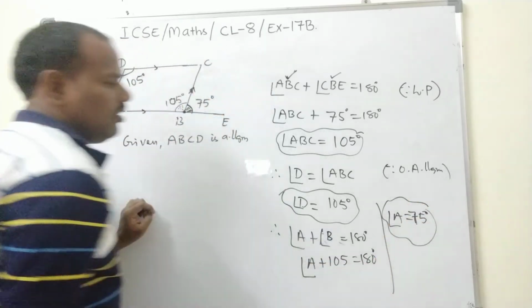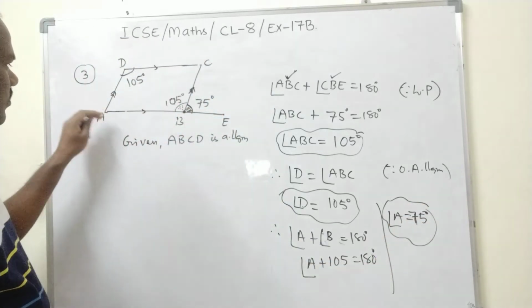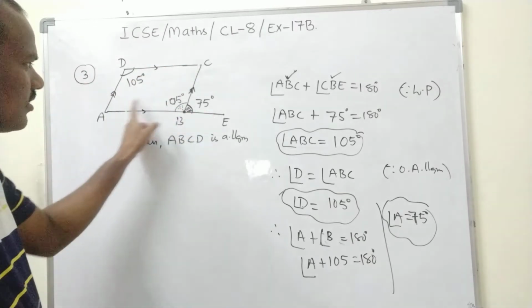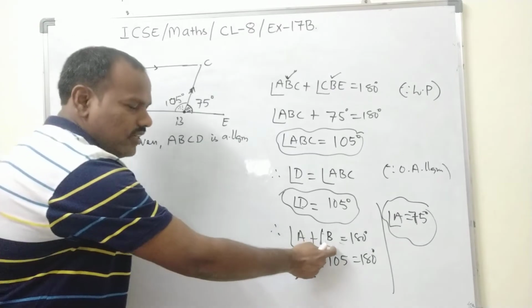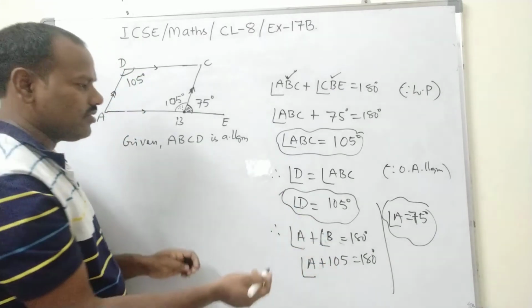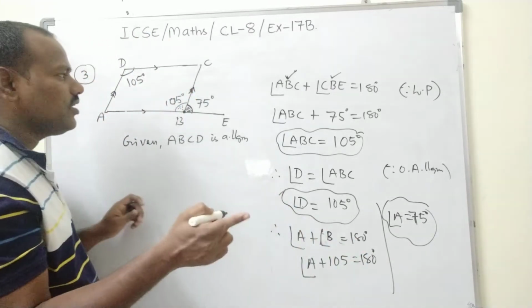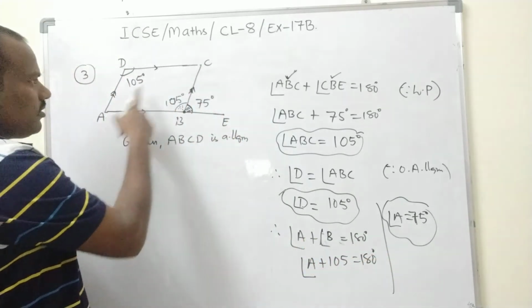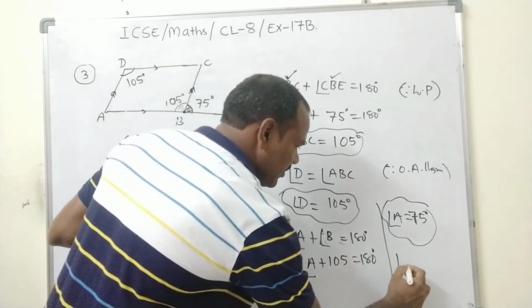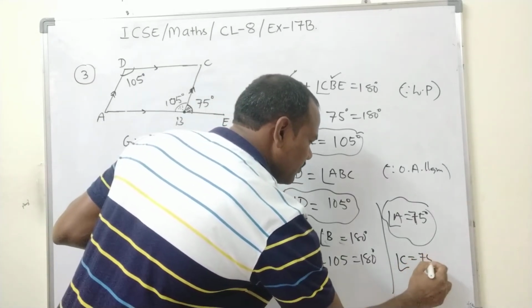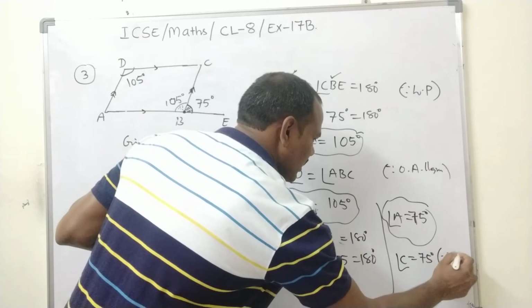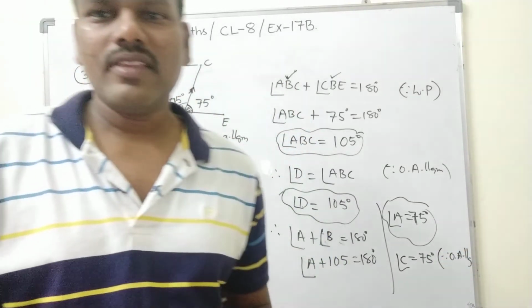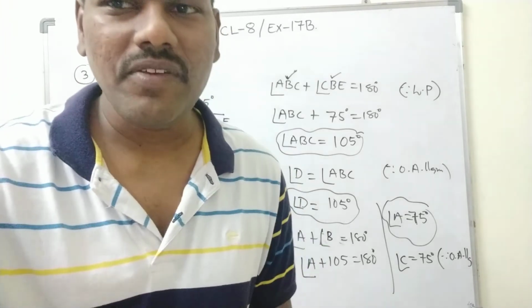Or else simply you can write angle A is also equal to angle CBE because corresponding angles. Without writing this also you can write that way. No issues at all, but you have to write corresponding angles. Next, when angle A is equal to 75, obviously angle C is also 75. So angle C is equal to 75 degrees because again opposite angles of a parallelogram. That's it, nothing more than that. Clear? Now next question we will see.